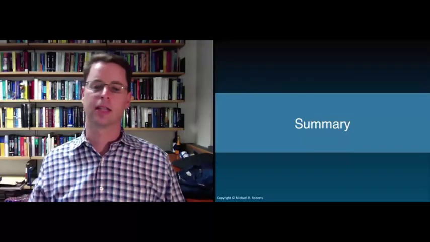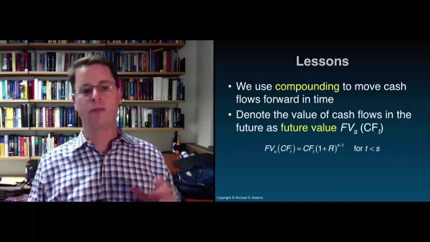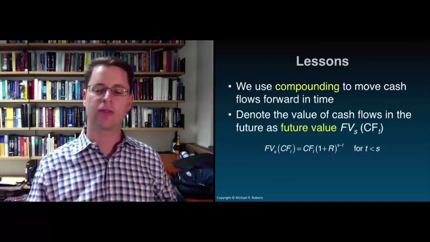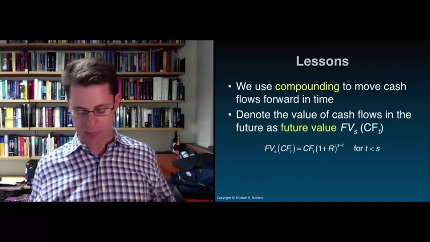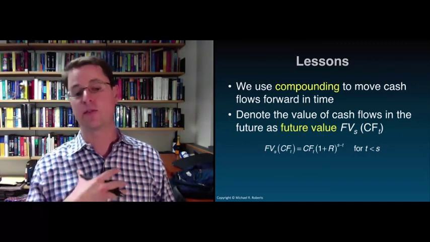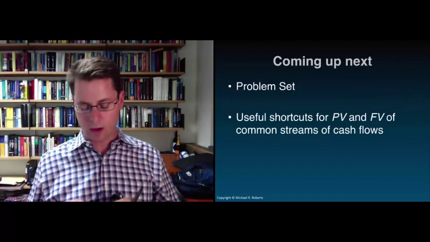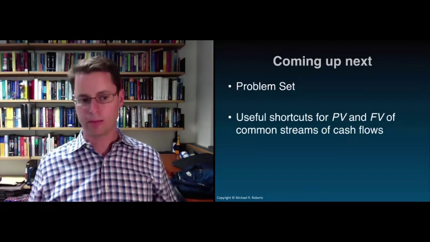All right, so let's summarize this up. We use compounding to move cash flows forward. We apply a discount factor with a positive exponent to move them forward in time, and that gets us future values. Okay? So what I want to see you do now is work on the problem set.